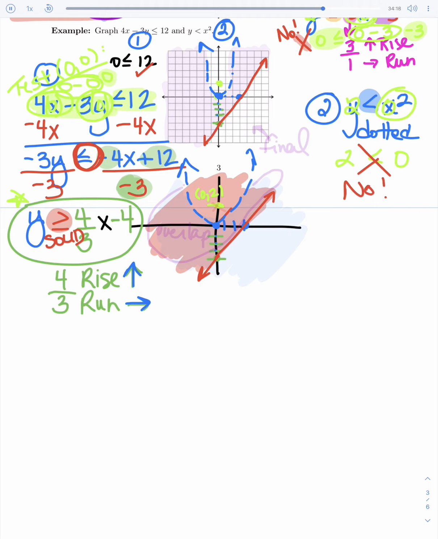So what does this mean? It means that for the parabola, my new point 0, 2 does not work, which means I will not shade the inside of the parabola. I will shade where the 0, 2 is. I'm going to shade outside of it where the point isn't, because where the point was, it didn't work. So that means I'm going to shade everything outside of the parabola.